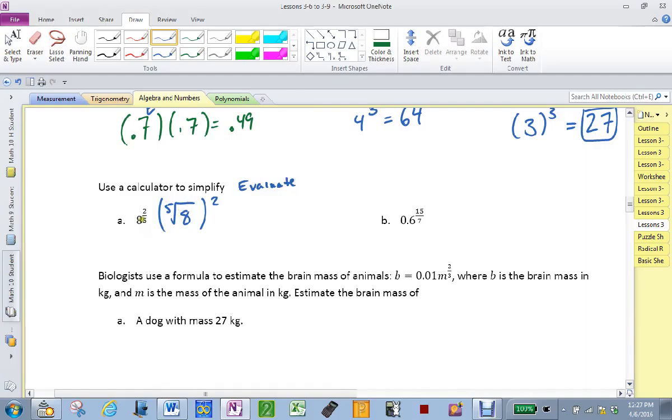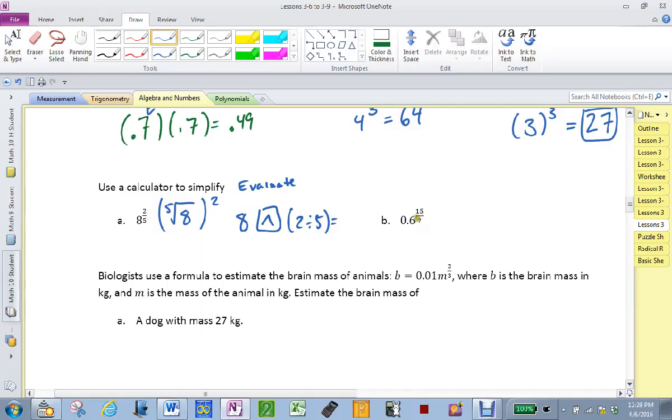How do I evaluate that? I just showed you when we were proving how to do this. What do you punch in? 8, exponent, 2 divided by 5, equals. And that will get you a decimal answer. Does everyone see how it works?